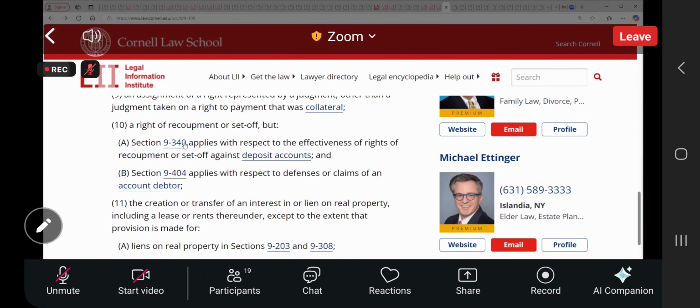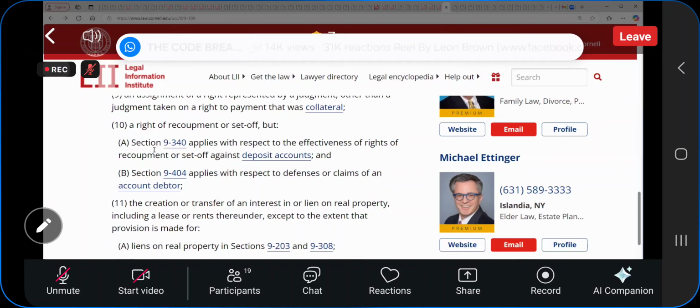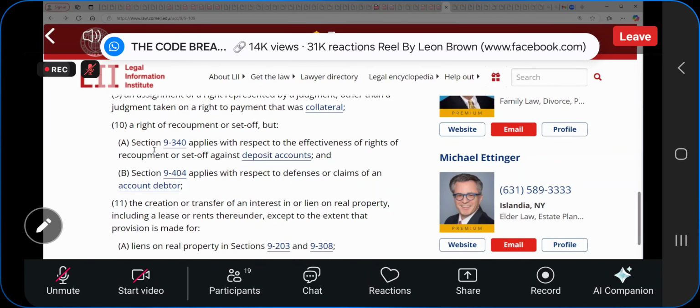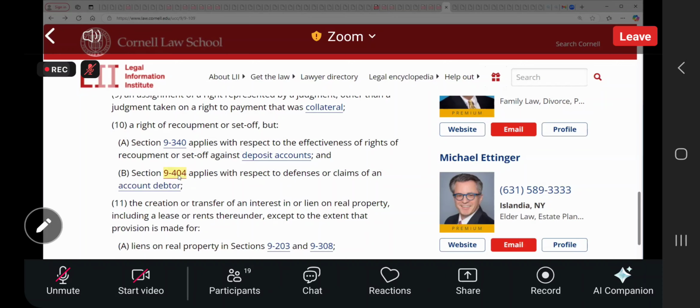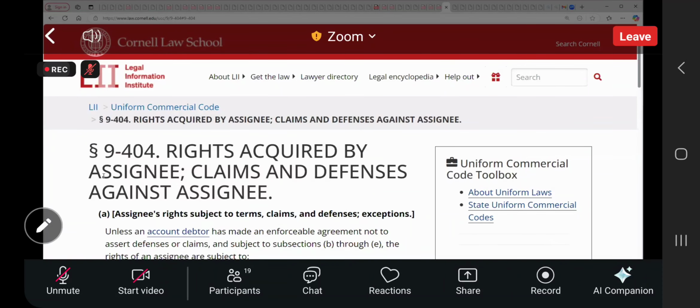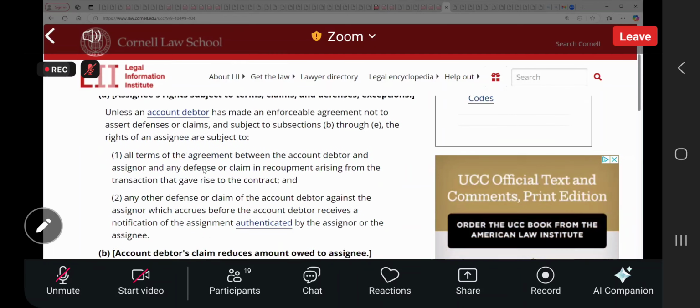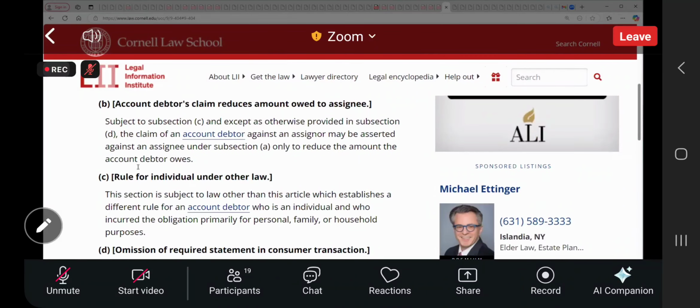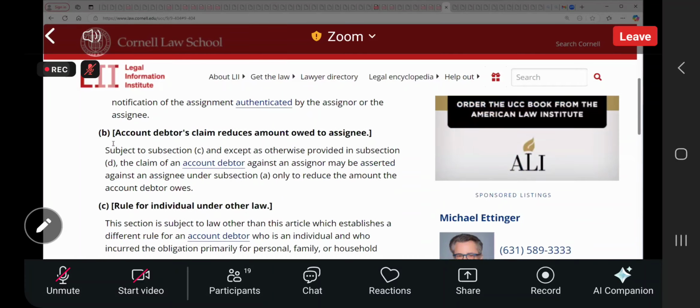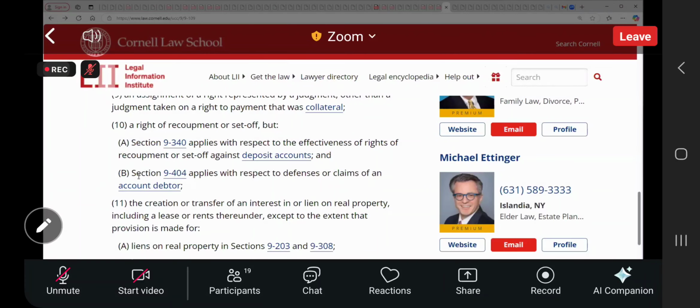Now, it says section A, 340 applies with respect to the effectiveness of the right to recoupment or set-off against a deposit account. Section 9404 applies with respect to defenses or claims of a deposit account. So if you're making a claim, you should be looking at 9-404, the rights acquired by assignee, claims and defenses against an assignee. So here you will see the rights of an assignee. Let me speed this up a little bit. So you read these codes.